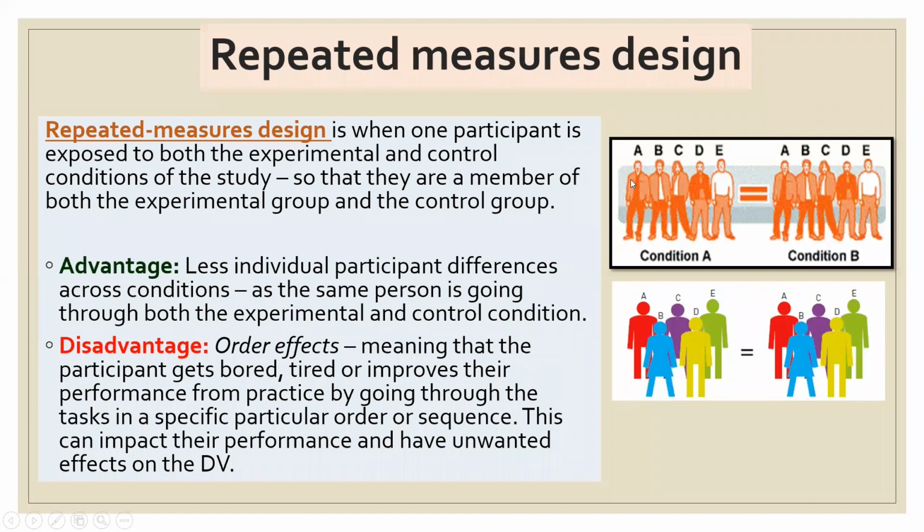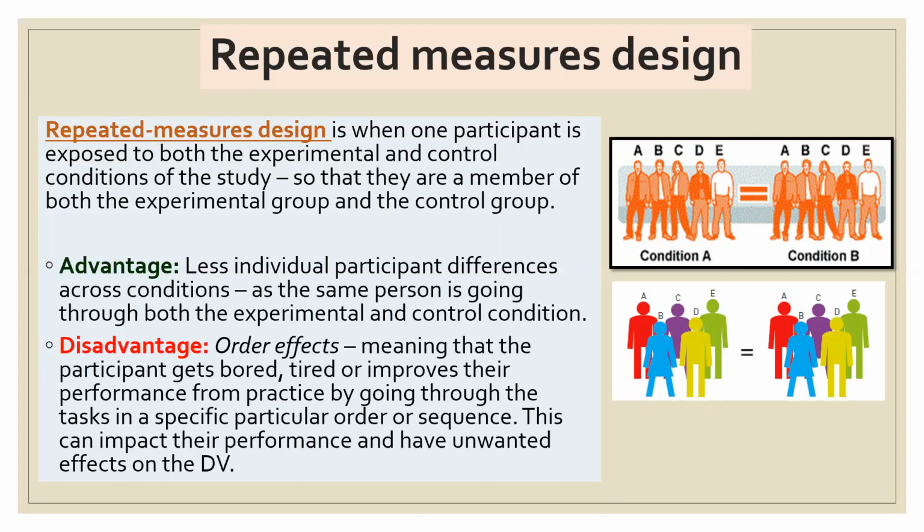Order effect means when this guy is repeatedly going through the experimental condition, then the control condition, then the experimental condition and the control condition, in that same order, maybe week after week or day after day, he is going to get super bored, he's going to get super tired, and he might want to drop out of the study. Or on the flip side, he might get really good at the tasks he's doing and start to improve in terms of his performance, which is not a good thing because that's what we call a practice effect. The practice effect makes it difficult for us to determine whether it was the improved practice or whether it was the IV that caused the change in the results.